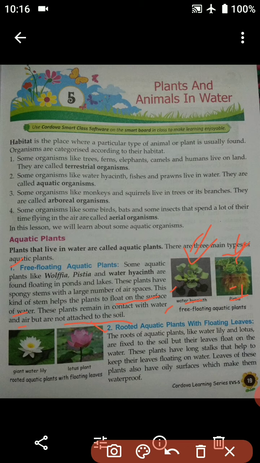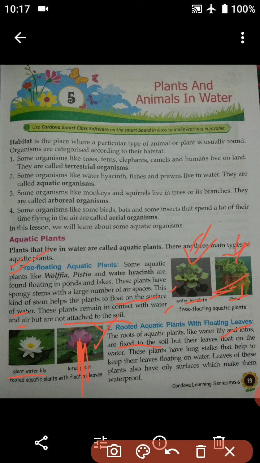Moving to number 2, rooted aquatic plants with floating leaves. Rooted means this kind of plant has roots fixed to the soil. The roots of aquatic plants like the water lily and lotus are fixed to the soil. Here you can see a giant water lily and a lotus plant. In the case of free floating plants, they won't be fixed to the soil.